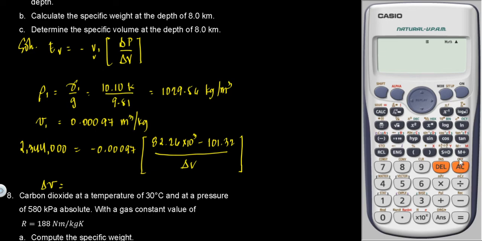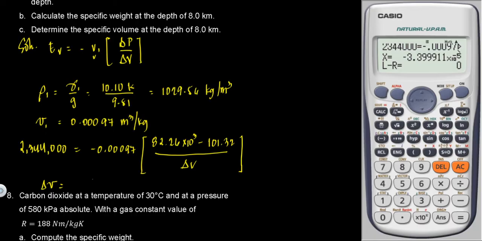Ito, calculate natin. So, we have, okay, 2344. So, equals minus 0.00097 multiplied by, okay, times 82.26 raised to 3 minus 101.32, okay, over change in V or X. Okay, then shift, solve. Solve for X equals, okay na yung sagot, no?